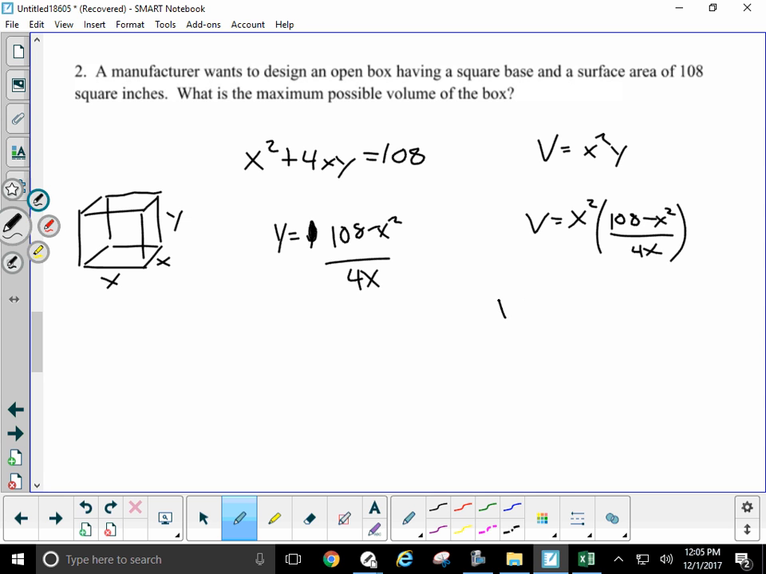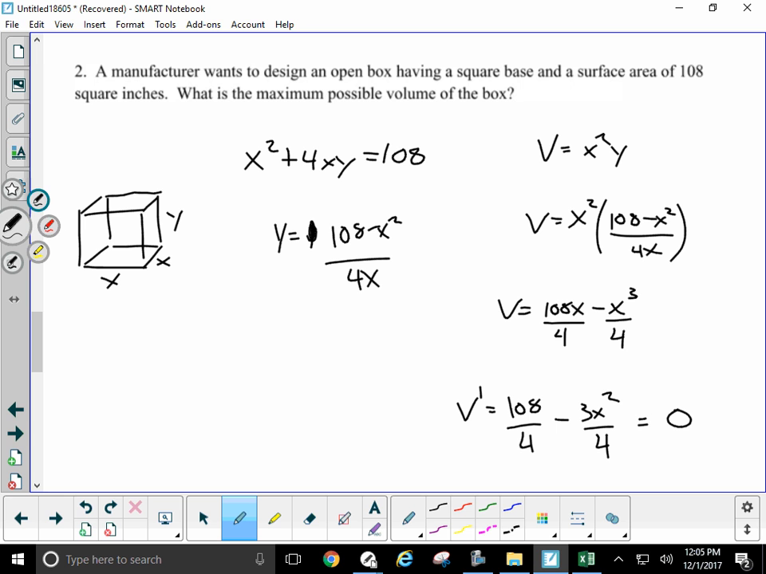I'm going to simplify this a little bit. It'll just be multiplying these by x. I have 108x. This would be x cubed. This is over 4, and this is over 4. And I'm ready to take the derivative, set it equal to 0. I get 108 over 4 minus 3x squared over 4. Set that equal to 0, solve for x.